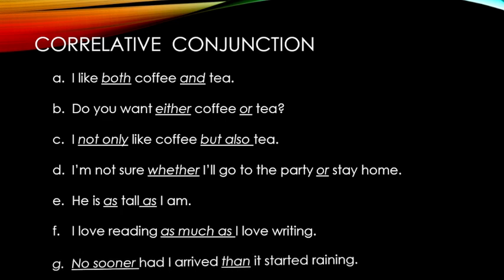No sooner had I arrived than it started raining. So when I arrived at the ground, it started raining. It's like a sudden incident, and both incidents have equal importance. That's why we are using the correlative conjunction no sooner along with than. We should not use then, we have to use than. That's important.